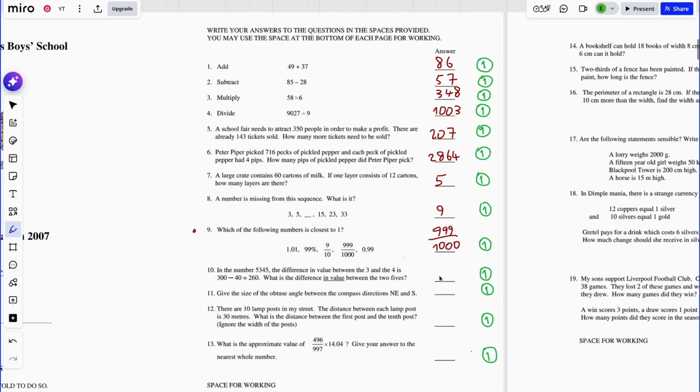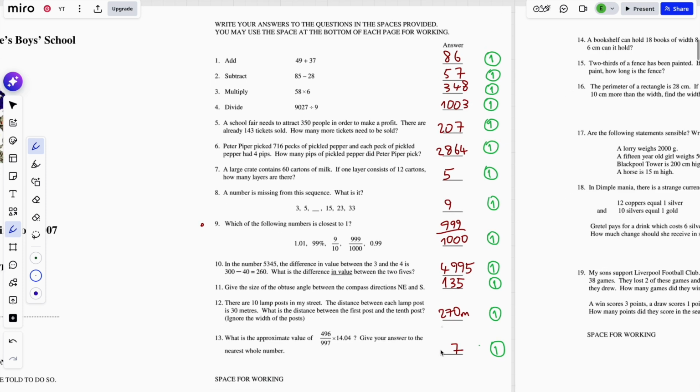Question 10, the answer is 4,995. 11 is 135. 12 is 270 meters. If you don't have the unit there, you don't get the mark. 13 is 7.